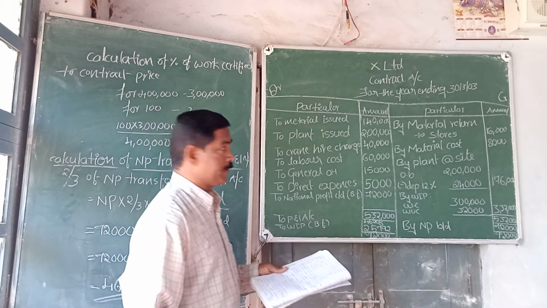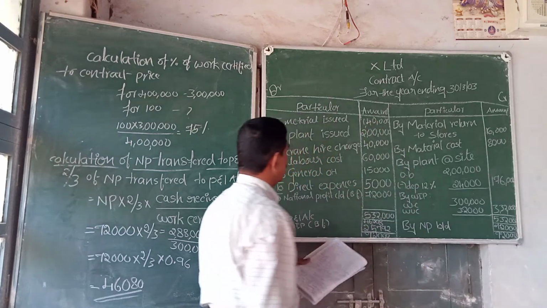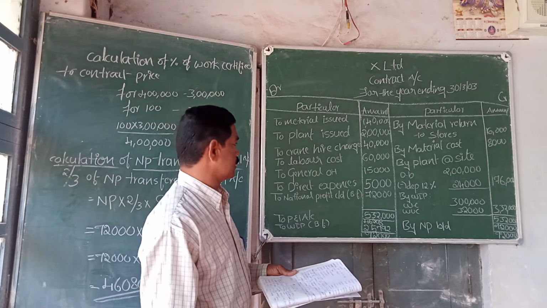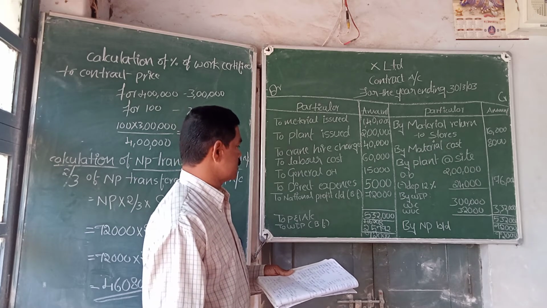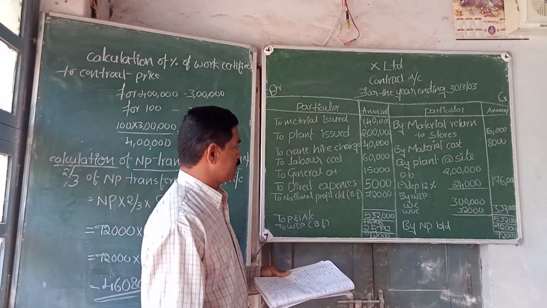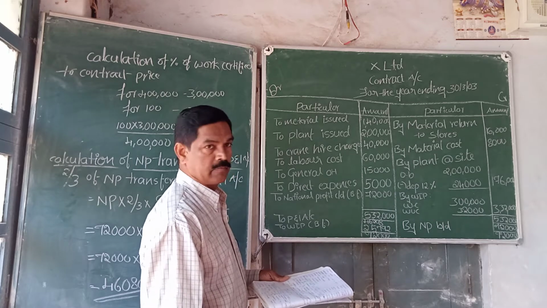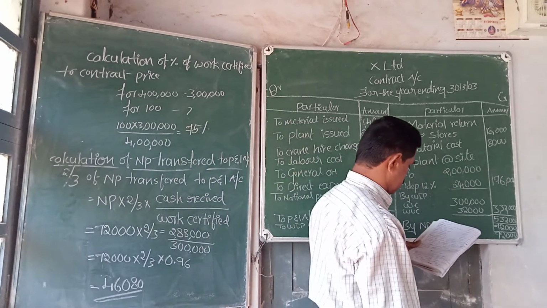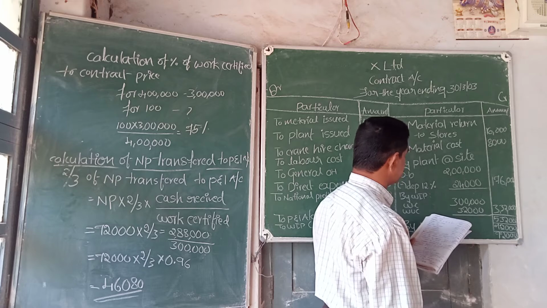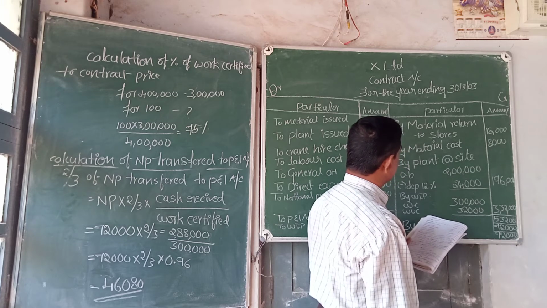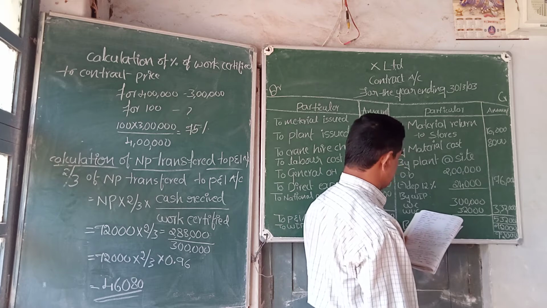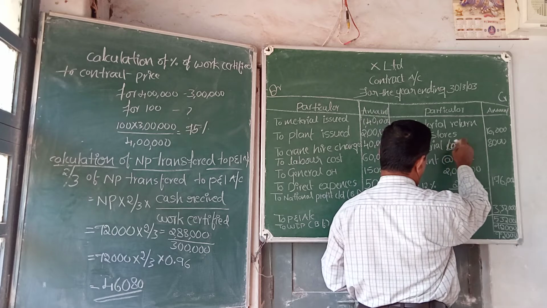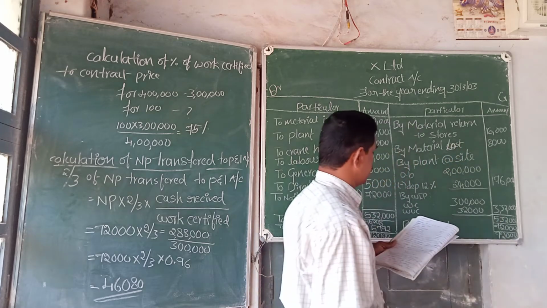Here material issued for X is 1,40,000. Plant issued for X is 2 lakhs. Crane hire charges 40,000. Labor cost 60,000. General overhead 15,000. Direct expenses 5,000. All these expenses are given. Then material returned to stores 16,000 is given. Then by material lost on account of fire, 8,000.